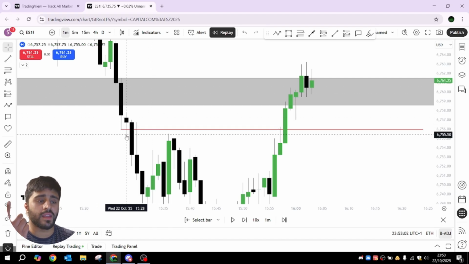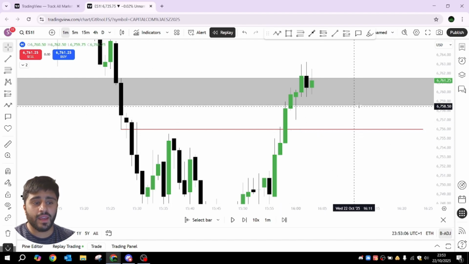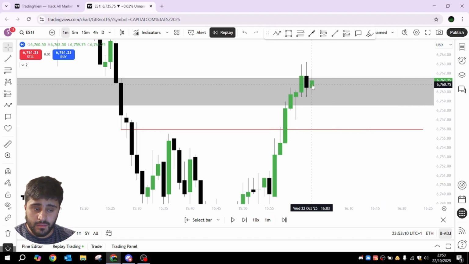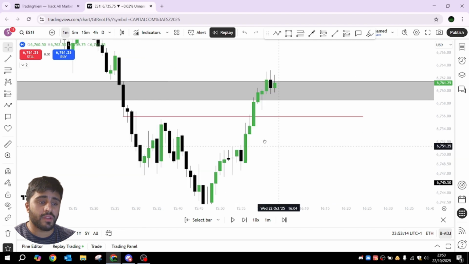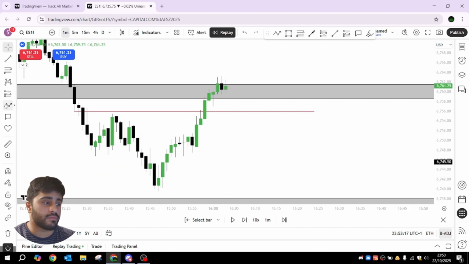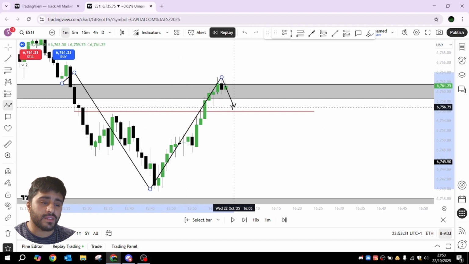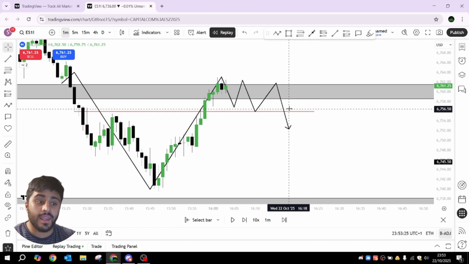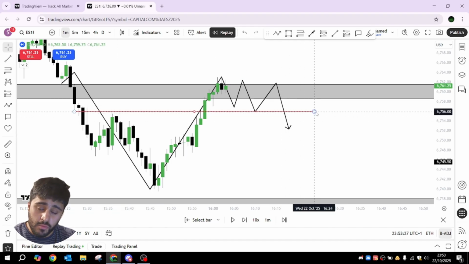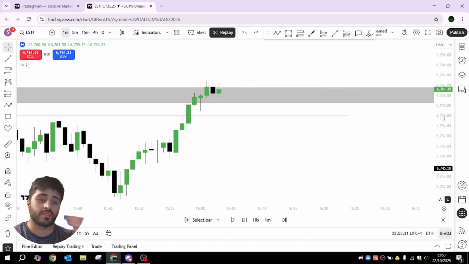For those asking me how I stay patient at the level, this is how I do it. I'm not going to enter at the level. I'm not going to try and enter here, I'm going to try and enter here, after I see a break and a retest. What do I mean by break and retest? I mean a break and then a retest, I let the market do its retest, and I will enter here, below the initial break. Very important distinction. I think that could clear up a lot of confusion as well.